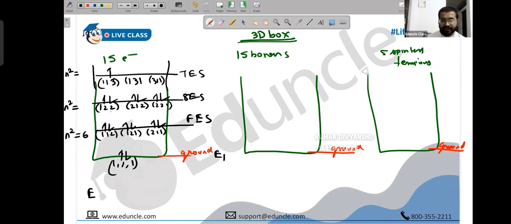6. What is n square here? 4, 8, 9. And what is n square here? 9, 10, 11 even, correct? And we already know energy. What is energy? n square by 3 times even now. So here it will be 6 by 3 even, here it will be 9 by 3 even, and here it will be 11 by 3 even.